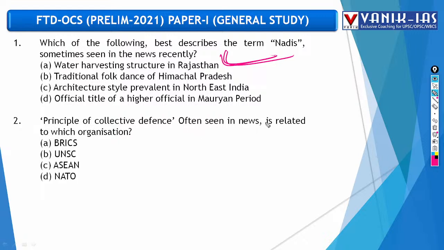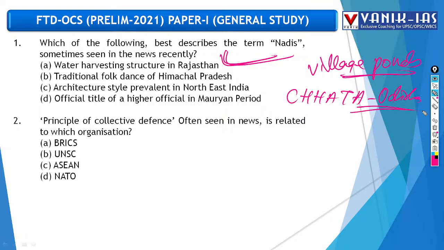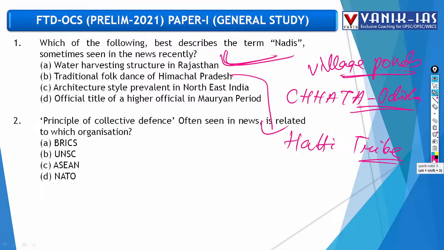During the arrival of rains, these water harvesting structures, Nadis or village ponds, help in rainwater harvesting. Nadis means village ponds or talabs in Rajasthan. Remember, Odisha has started a rainwater harvesting scheme, the Chhatta scheme. Himachal Pradesh was in news because of the Hatti tribe, because they demanded their area to be declared as scheduled area.